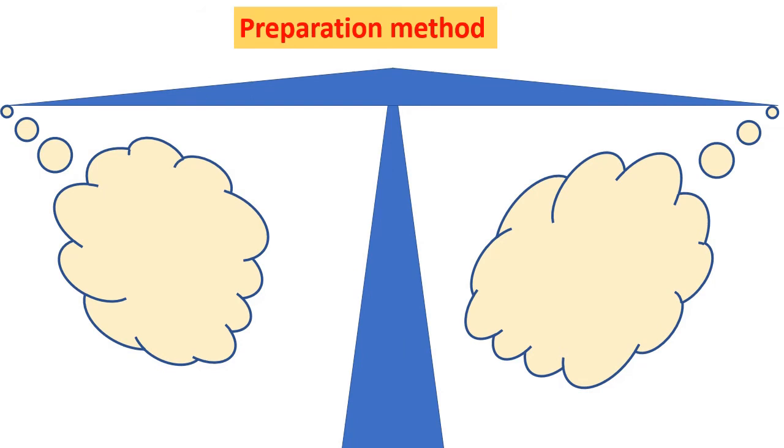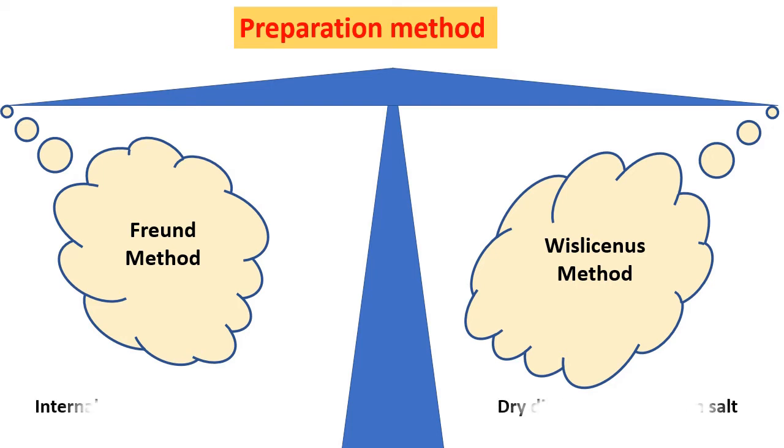Preparation method. In our syllabus we have only two kinds of preparation methods. The one is the Freund method and the other one is the Wislicenus method. So what are these methods? Basically these are variations of some methods which we have already studied. You would have heard about Wurtz reaction, right? So the Freund method is a variation of the Wurtz reaction. In this case, in one molecule only you have to conduct the Wurtz reaction. And in the Wislicenus method, there is dry distillation of the calcium salt followed by hydrogenation. That will give rise to cyclohexane. So let us see one by one.